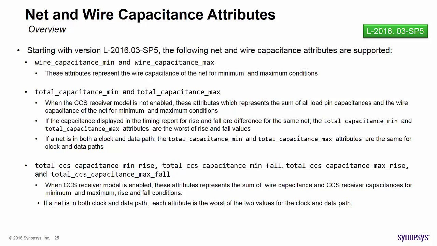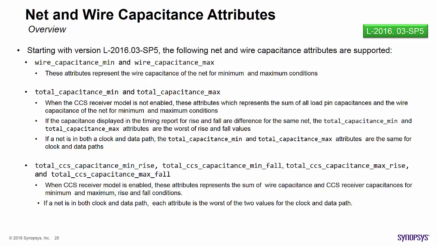Total capacitance min and max. When CCS ratio model is not enabled, this attribute represents the sum of all load pin capacitance and wire capacitance of the net for minimum and the maximum conditions. If the capacitance displayed in the timing report for rise and fall are different for the same net, the total capacitance min and max attributes are the worst of rise and fall values. If a net is in both the clock and the data path, the total capacitance min and the max attributes are the same for clock and data path.